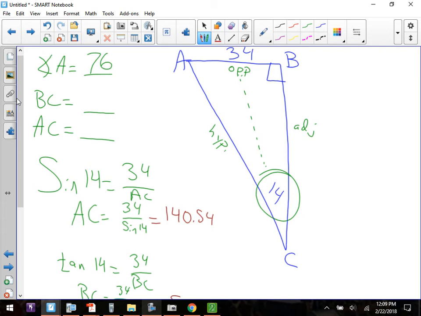Is what? It has to be smaller than 34? No. Yeah. I don't know if you guys heard what Anna said. What Anna said was that it has to be larger than 34 because angle A is bigger than angle C. Since angle C is only 14 degrees, and since BC has got to be across from a larger angle, it has to be larger.